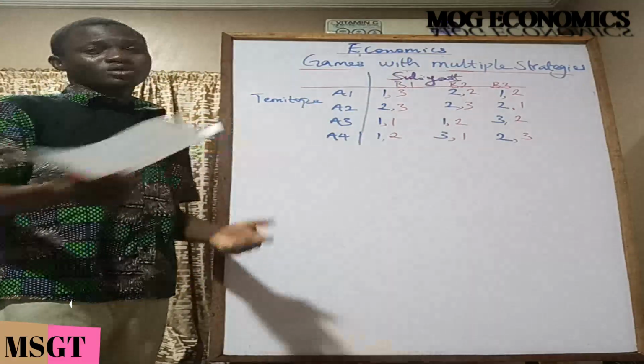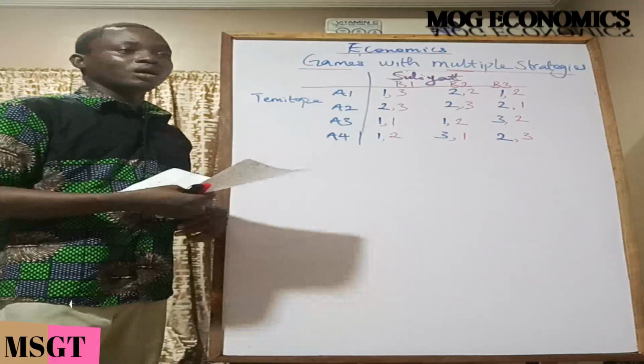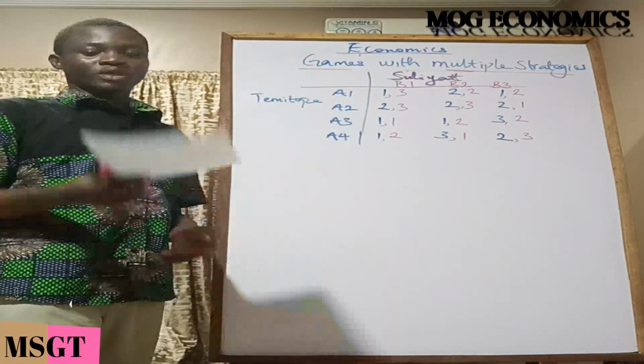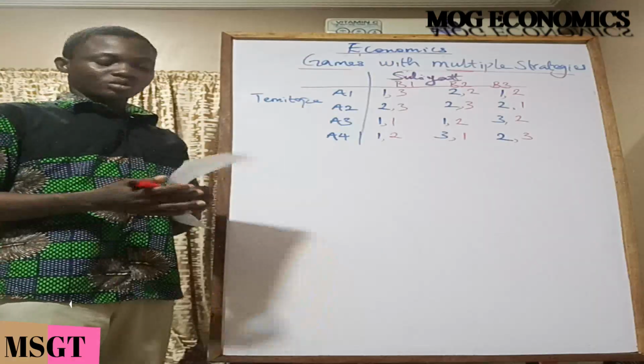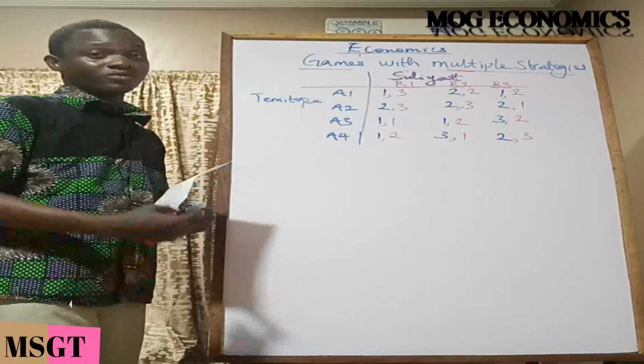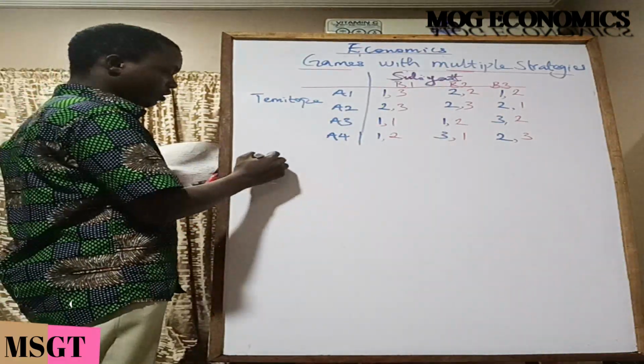So, of course, we have to solve this game. Number one, the question is: find the best response for each of the players. So what is it asking you to do? Find the dominant strategies. There are games where you may not even have dominant strategies. So let's see, for Temitope.